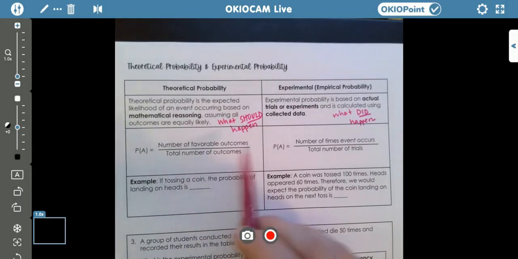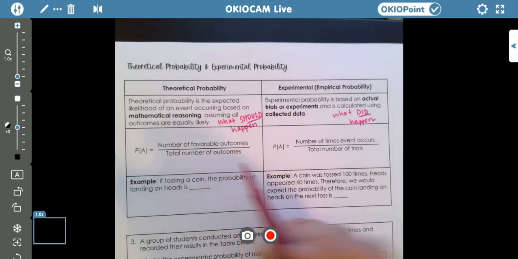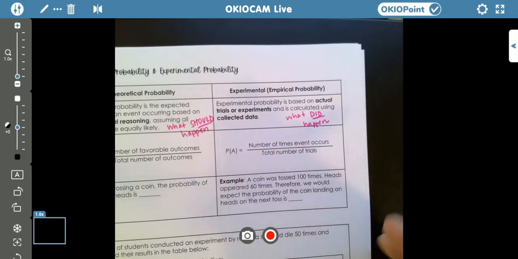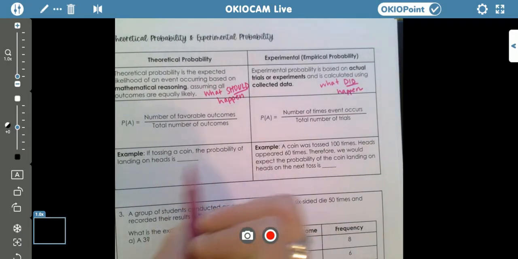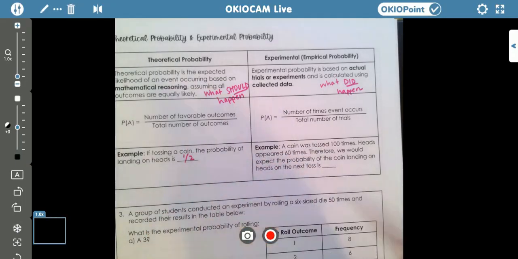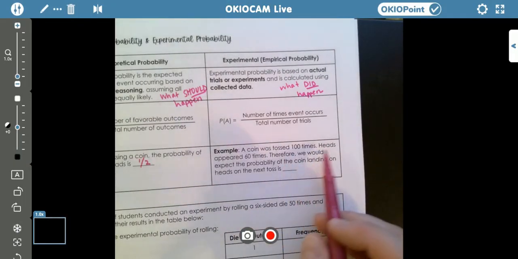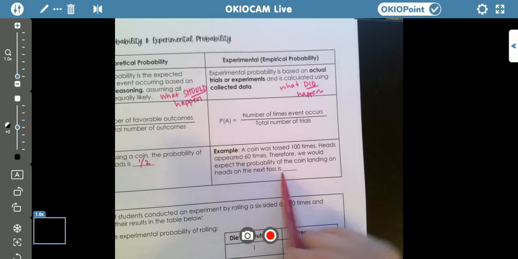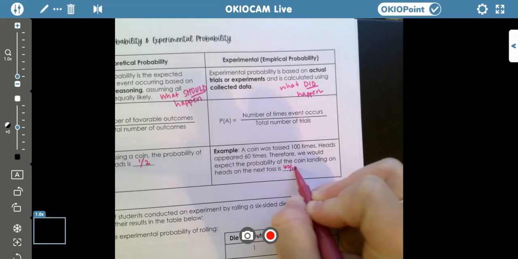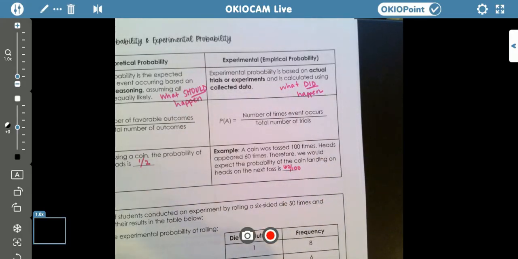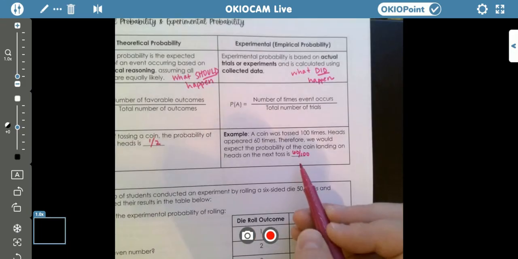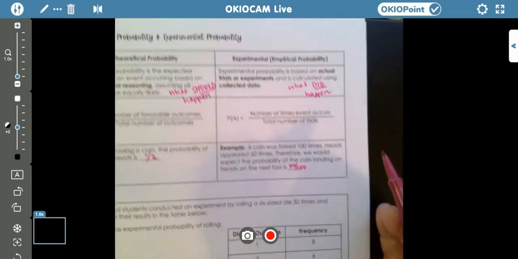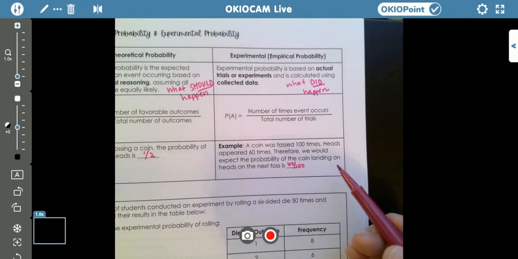So the difference here: number of favorable outcomes over total number of outcomes for theoretical, and number of times it actually happened over the number of times that you tried it. So examples here, theoretical, if tossing a coin, probability of landing on heads is 1/2, 1 out of 2. A coin was tossed 100 times, heads appeared 60 times, therefore we would expect the probability of the coin landing on heads on the next toss is, and so then we would have 60 out of 100. All right, so we know that 1/2 is 50%, this is 60%. So theoretically, ideally, it should be 50%. However, when we did the experiment, it was actually 60%.